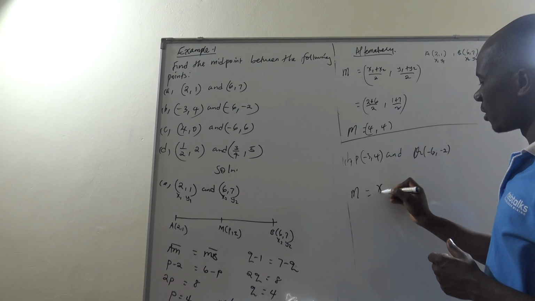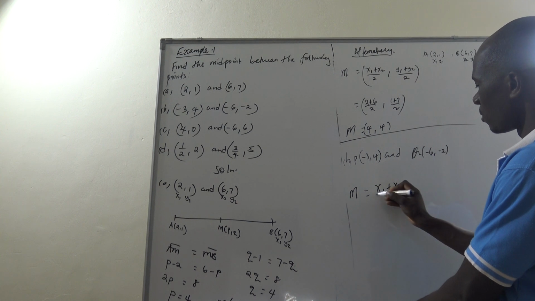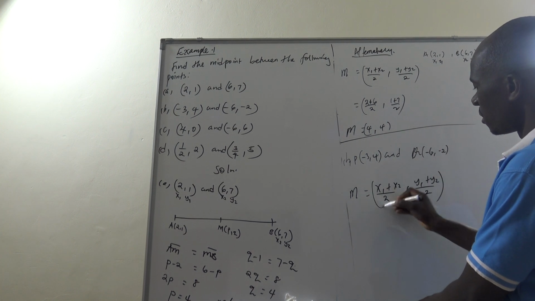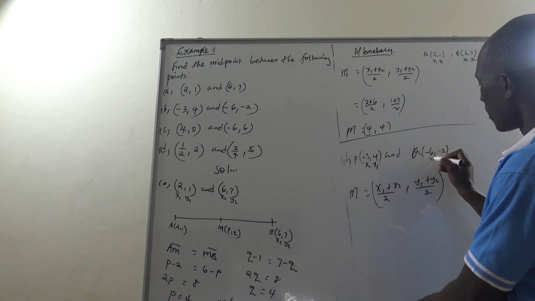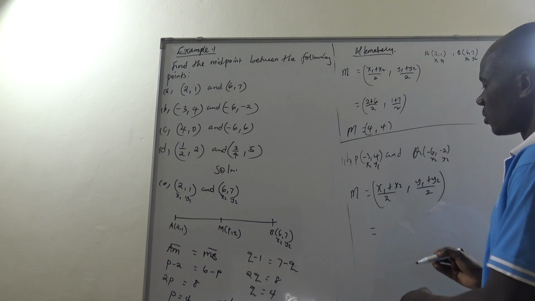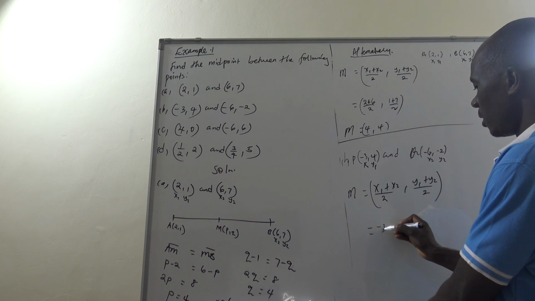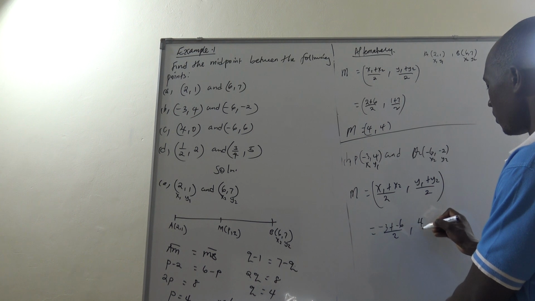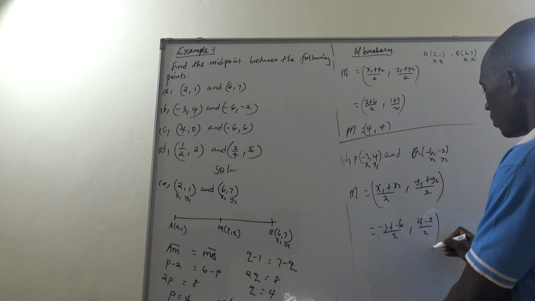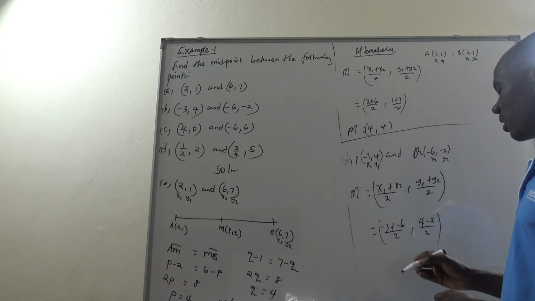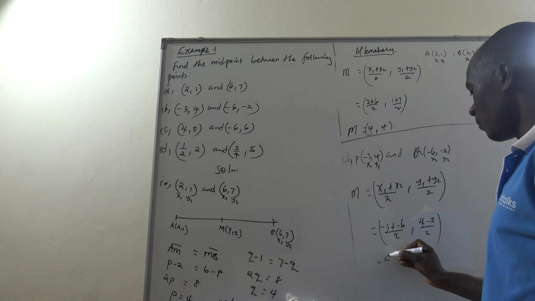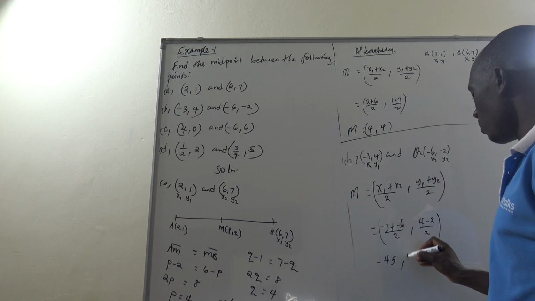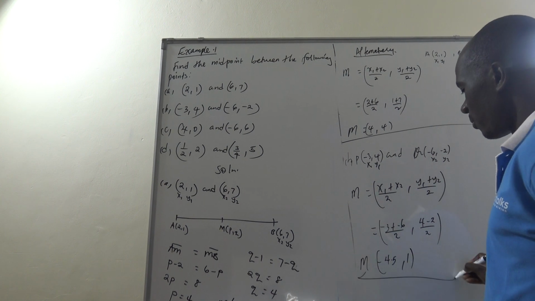Midpoint M, we are going to have (x1 plus x2) out of 2 comma (y1 plus y2) out of 2. So this is x1, this is y1, x2, this is y2. Substituting in, x1 is negative 3 plus negative 6 by 2, comma 4 plus negative 2 out of 2. Negative 3 plus negative 6 we are getting negative 9, divided by 2 we are getting negative 4.5, comma 4 plus negative 2, that is 2 divided by 2, 1. So this is the midpoint M for this.